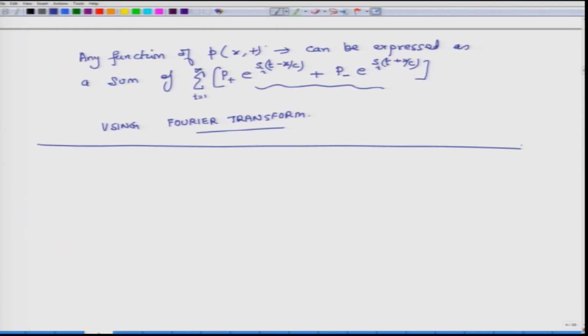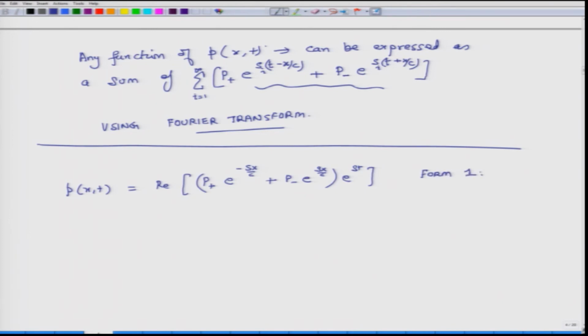So, to recap, we will once again write that if there is a single frequency passing through the system, then p of x, t, what our transmission line equation says, is the real part of p plus e to the power of minus s x over c plus p minus e to the power of s x over c, times e to the power of s t. So, this is form 1 of the transmission line equation.